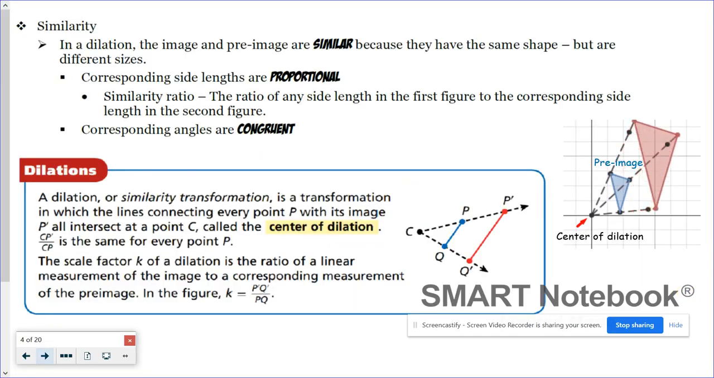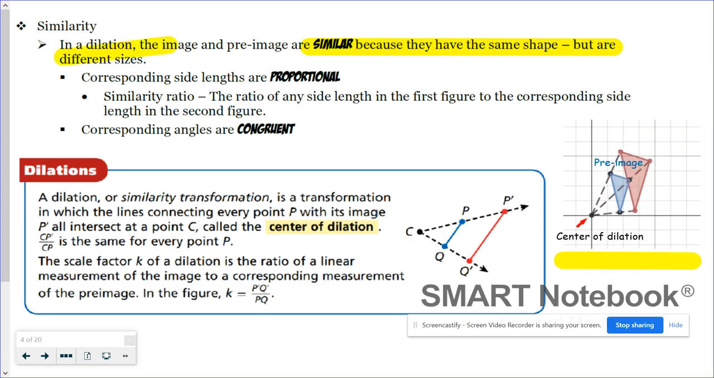So you recently investigated dilations when we were in class earlier. Basically, in a dilation, the image and the pre-image are similar because they have the same shape but different sizes, okay? In fact, this little GIF over here is showing you a dilation. In blue, you have the pre-image, and our image in red is changing. It's either getting larger or smaller than the pre-image, but they maintain the same shape, they're just different sizes.